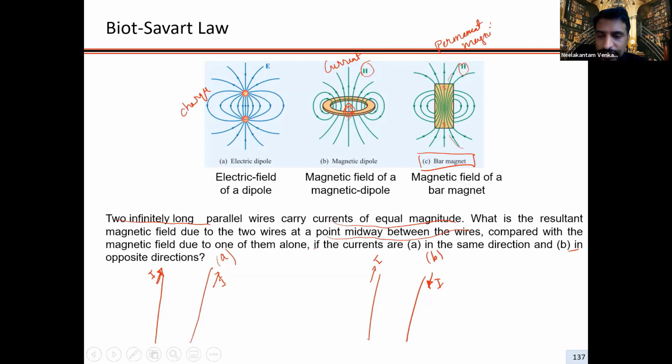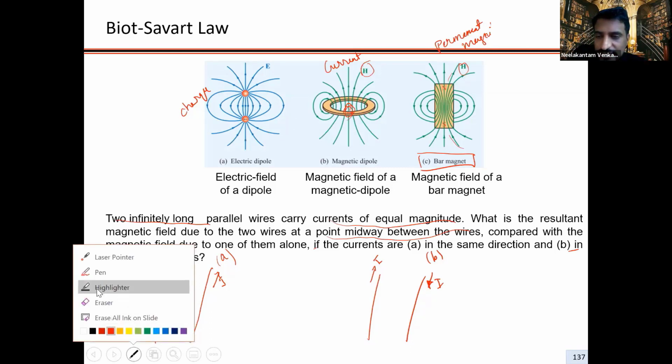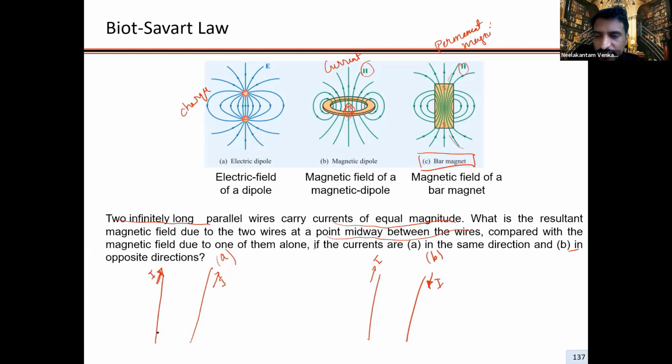Now, the question is, how do we know what the magnetic field is at a point somewhere in between? So let's take case A. Clearly, there is going to be a magnetic field due to this current, which is going to be like this. So anywhere in between, the magnetic field is going to be going in. To the left of the wire, the magnetic field is going to be coming out, isn't it?